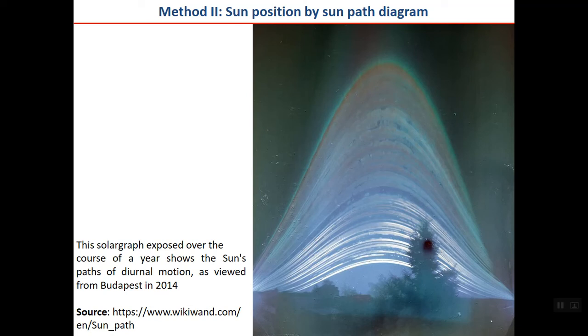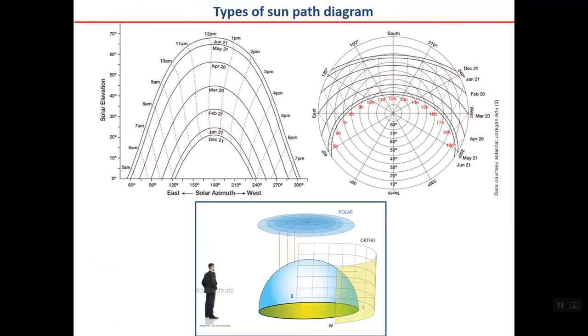So if you in some way draw the paths of the sun, the apparent path of the sun in the sky, the result will be named a sun path diagram. There are actually two types of sun path diagram. The first, here on the left, is the Cartesian or orthogonal, and the next, here on the right, is the polar. Both are possible. Actually, it depends on the position of the observer, which observes the sun path in the sky.